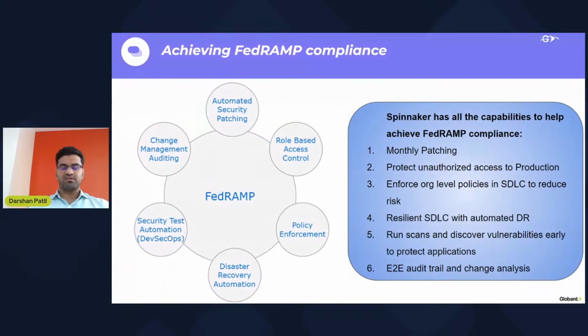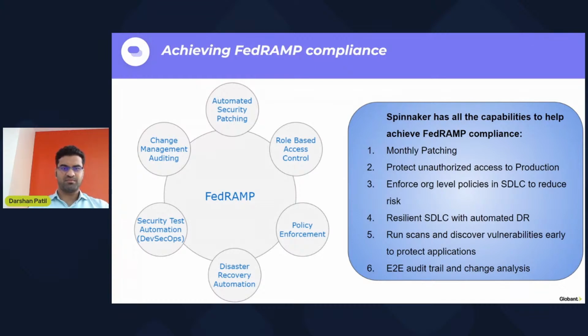Now, how can you achieve compliance? Let's take the example of FedRAMP compliance using Spinnaker. On the left-hand side, you can see the requirements of FedRAMP compliance, what things are required. Spinnaker has the functionalities to help achieve all these tasks from the FedRAMP compliance point of view. FedRAMP requires that you perform monthly patching of your servers. You should keep your servers up to date monthly.